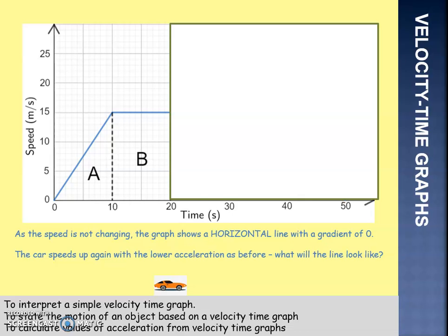So for the next 10 seconds, it accelerates even further, but it's at a lower acceleration. What will that line look like? Pause the video and attempt it.